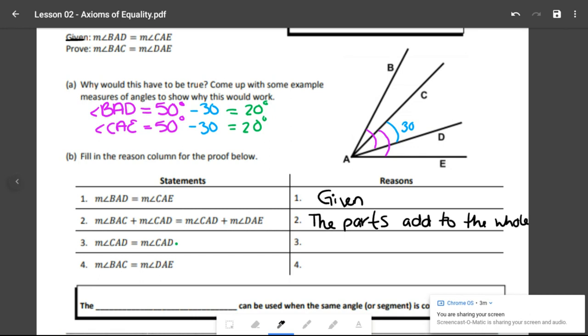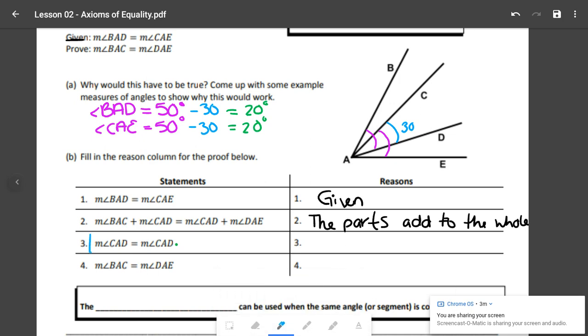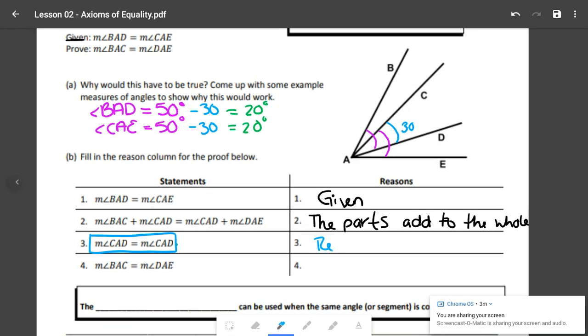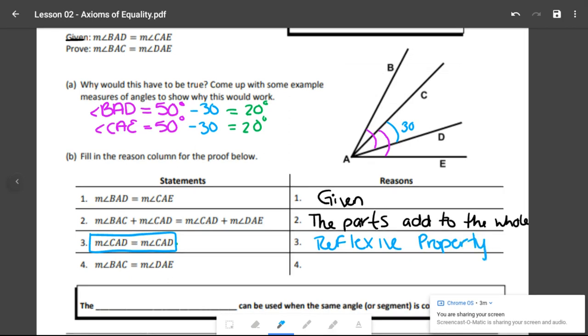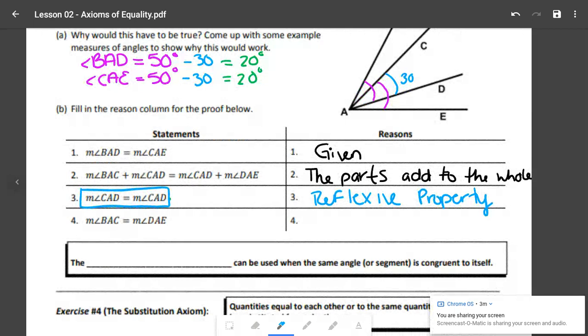Now, notice, this is our big property here. It's equal to itself, just like the 30 degrees. We subtracted the same amount from both. If we use the same amount on both, that's known as the reflexive property. That's going to be one of our most popular properties throughout this unit. It's just whenever you use something that's equal to itself. So we're taking the same thing away from both.